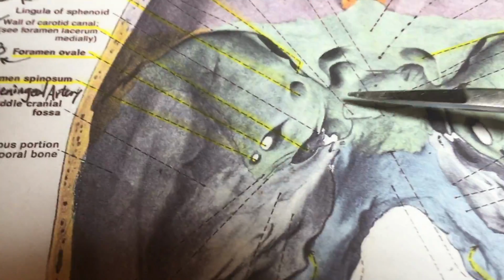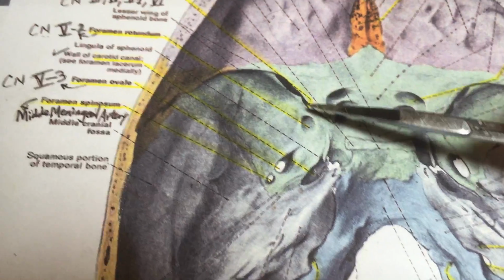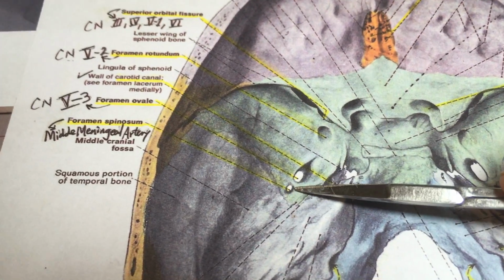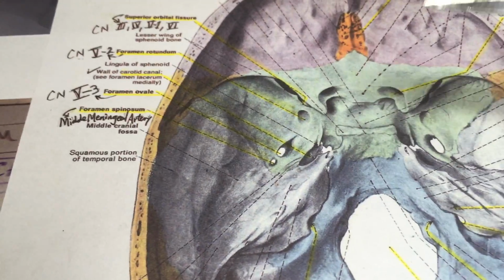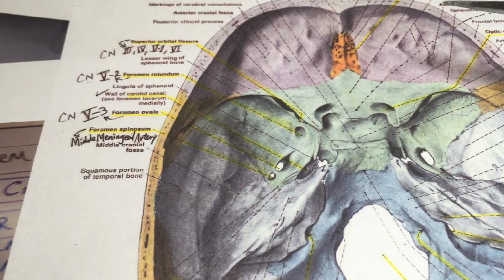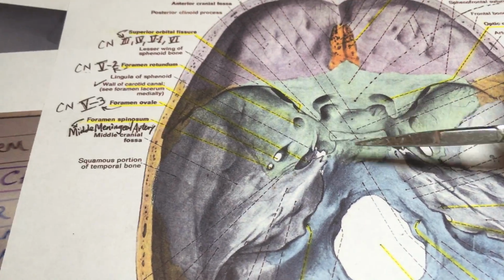Here's the 1, 2, 3. Foramen Rotundum, Foramen Ovale, Foramen Spinosum. Do you see that? It's right here in the middle fossa, and we're sort of down to the side of the sella turcica.